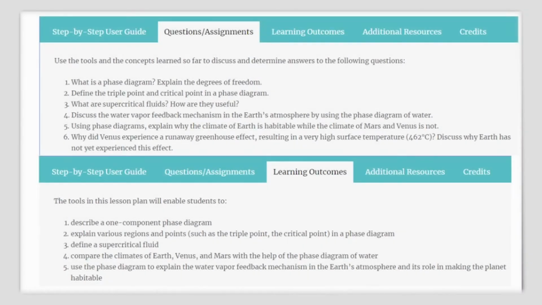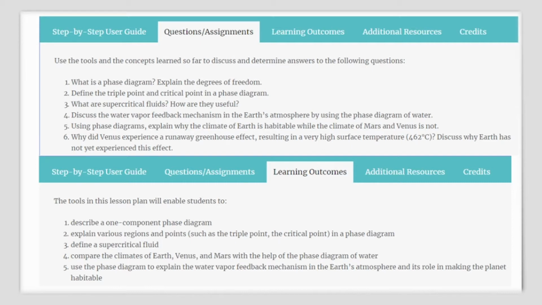Discuss the water vapor feedback mechanism in the Earth's atmosphere through the use of the phase diagram of water. Using phase diagrams, explain why the climate of Earth is habitable while the climate of Mars and Venus is not. Why did Venus experience a runaway greenhouse effect, making its surface temperature extremely high, around 462 degrees C? Discuss why the Earth has not yet experienced this effect.